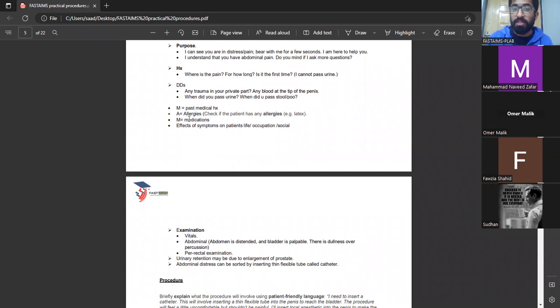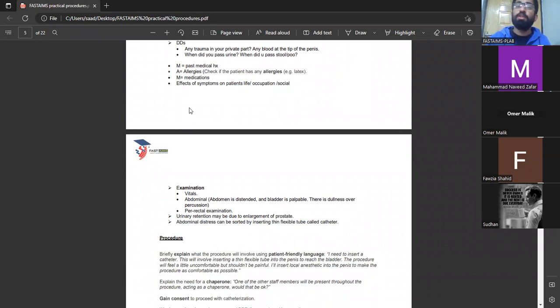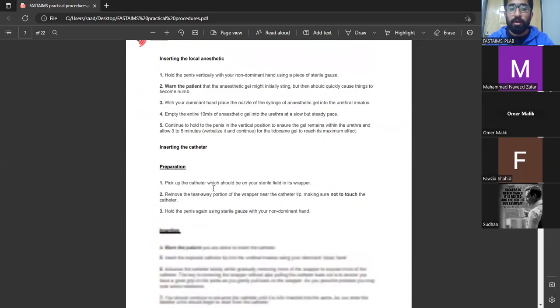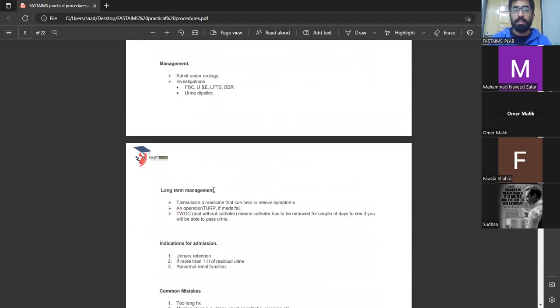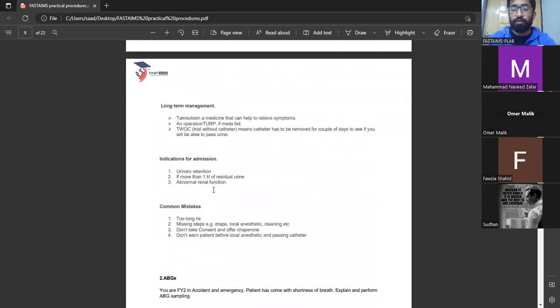And are you taking any kind of medicines for prostate, or any kind of medicines? Or how is it affecting your life? What is your occupation, and how is it affecting your social life? Who else lives in your house? These questions should be asked at the end. After performing your relevant procedure, then you can complete your history, and then go for the management and discuss management, what you are going to do now, and that's it.